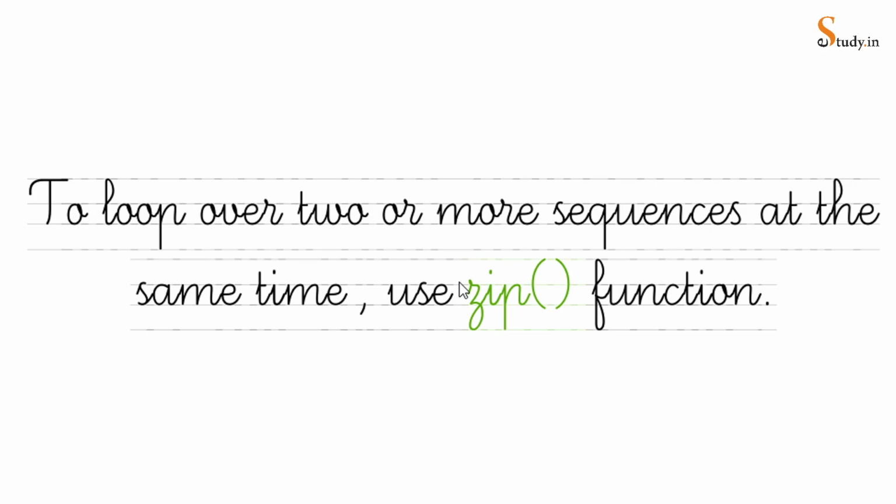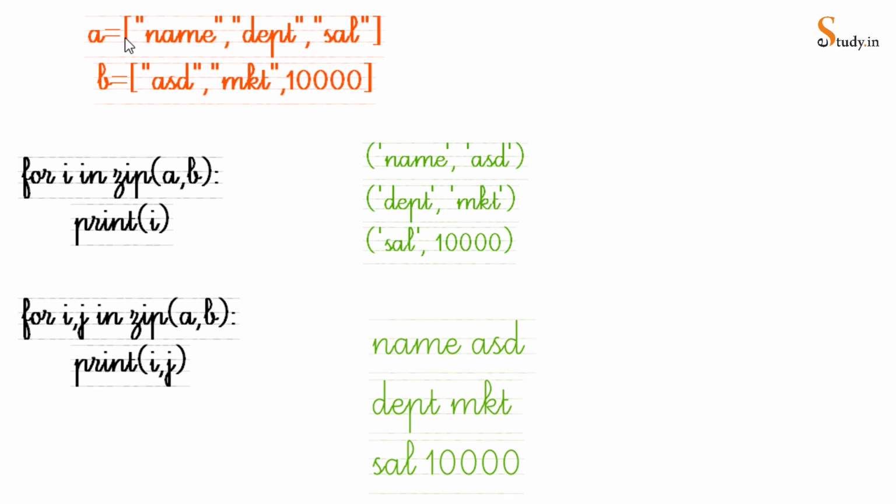Here, to loop over two or more sequences at the same time, we can use the zip function. Let us understand what the zip function does through this example. Here I have two lists. In the first list I have these three values, and in the second list I have these three values. The zip function will pick up the first value from the first list and the first value from the second list and pair them up. Similarly, it picks the second value from both lists and pairs them up.